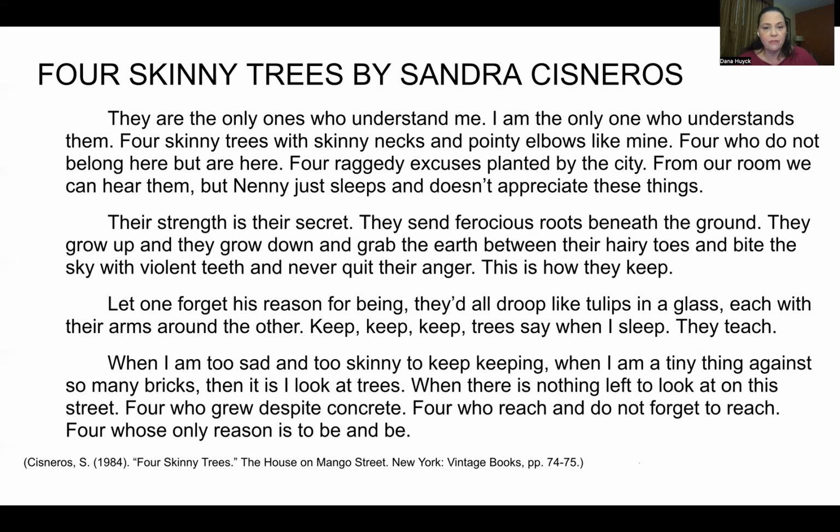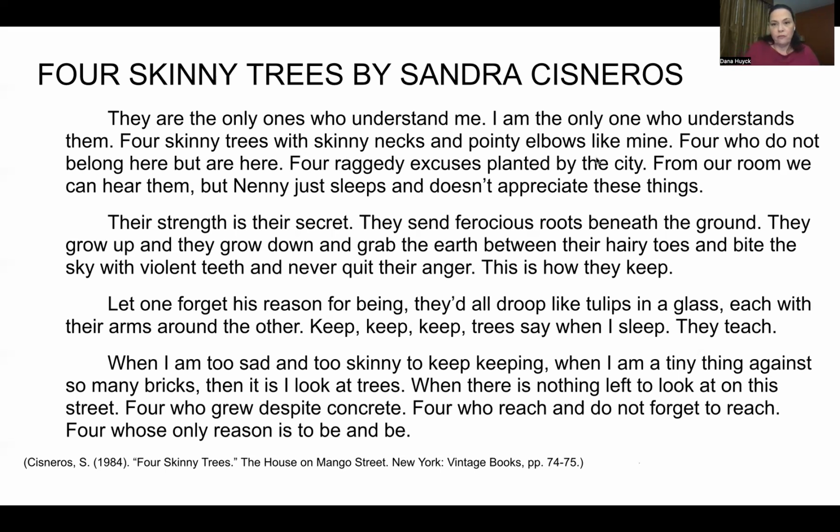Let one forget his reason for being, they'd all droop like tulips in a glass, each with their arms around the other. Keep, keep, keep, trees say when I sleep. They teach. When I am too sad and too skinny to keep keeping, when I am a tiny thing against so many bricks, then it is I look at trees. When there is nothing left to look at on this street, four who grew despite concrete, four who reach and do not forget to reach, four whose only reason is to be and be.